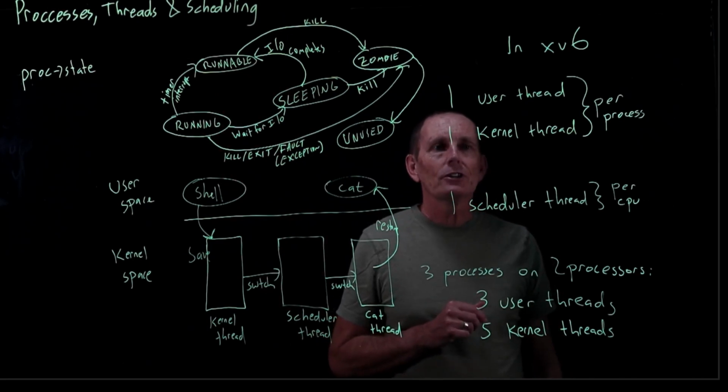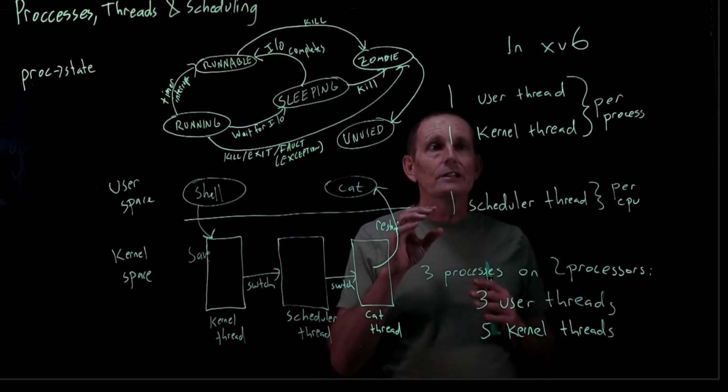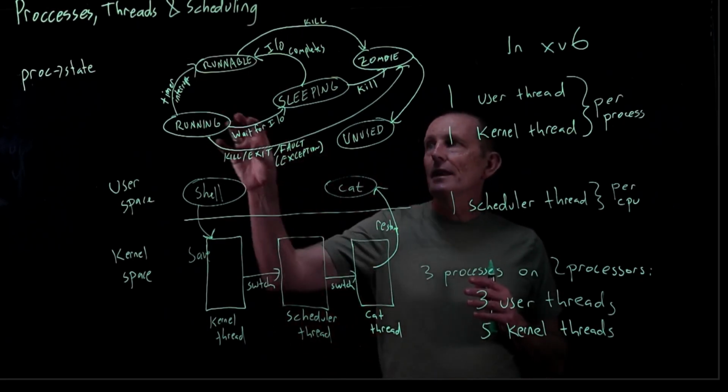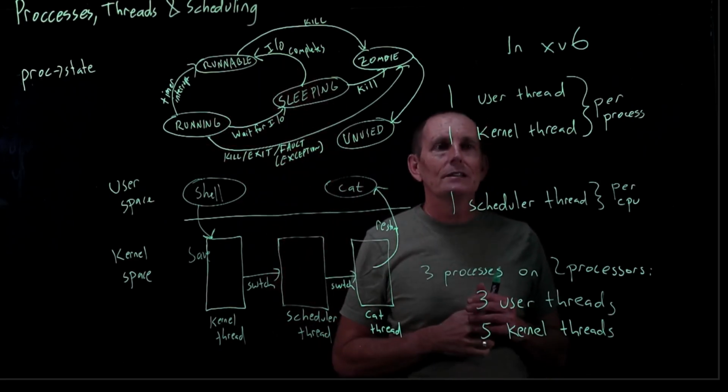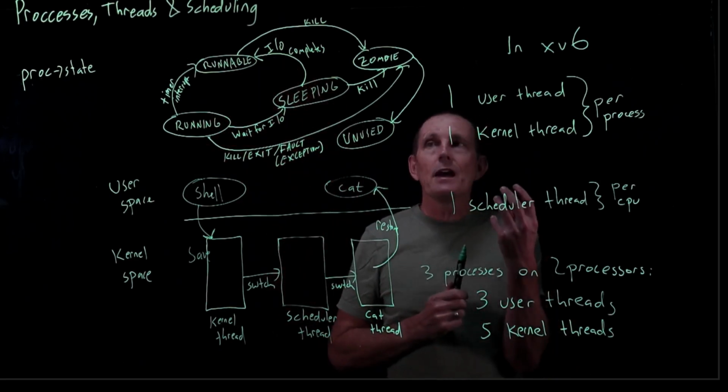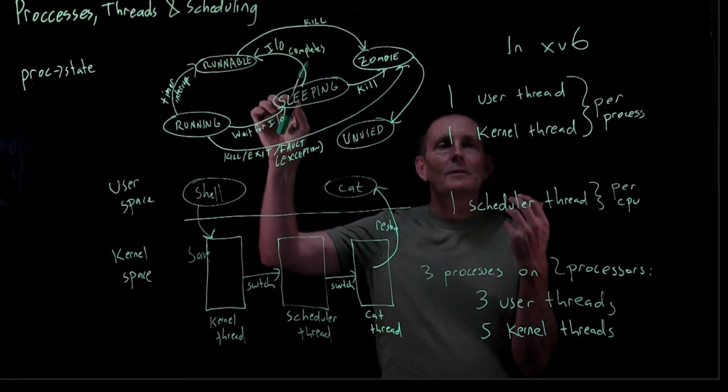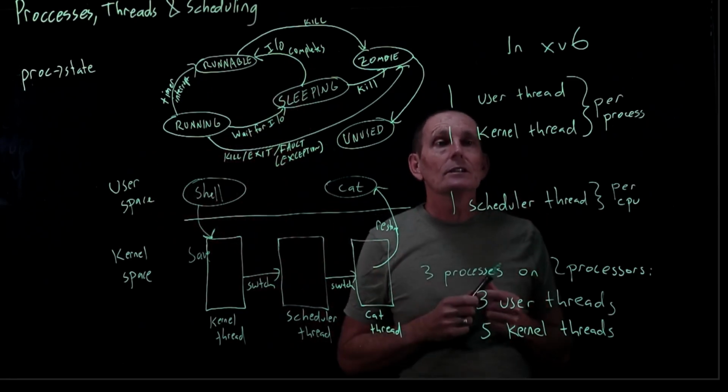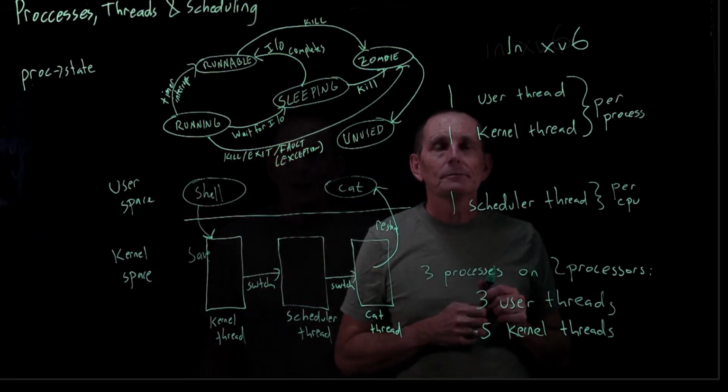When you have a kernel that actually has knowledge of multiple user threads, then each user thread can be in a different state. So you could have a single thread that is sleeping, waiting on some I/O, while other threads could still be runnable or running.